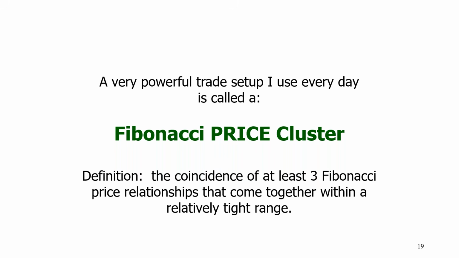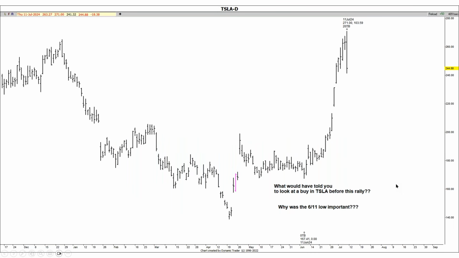Okay, so those are the three types of price relationships we use. We will get to timing in the last slides here. But here, a very powerful trade setup that I use every day is called a Fibonacci price cluster. The definition of a price cluster is the coincidence of at least 3 Fibonacci price relationships that come together within a relatively tight range. It identifies key support or resistance, and it would be better support, or higher probability, when you have more than one price relationship coming together.